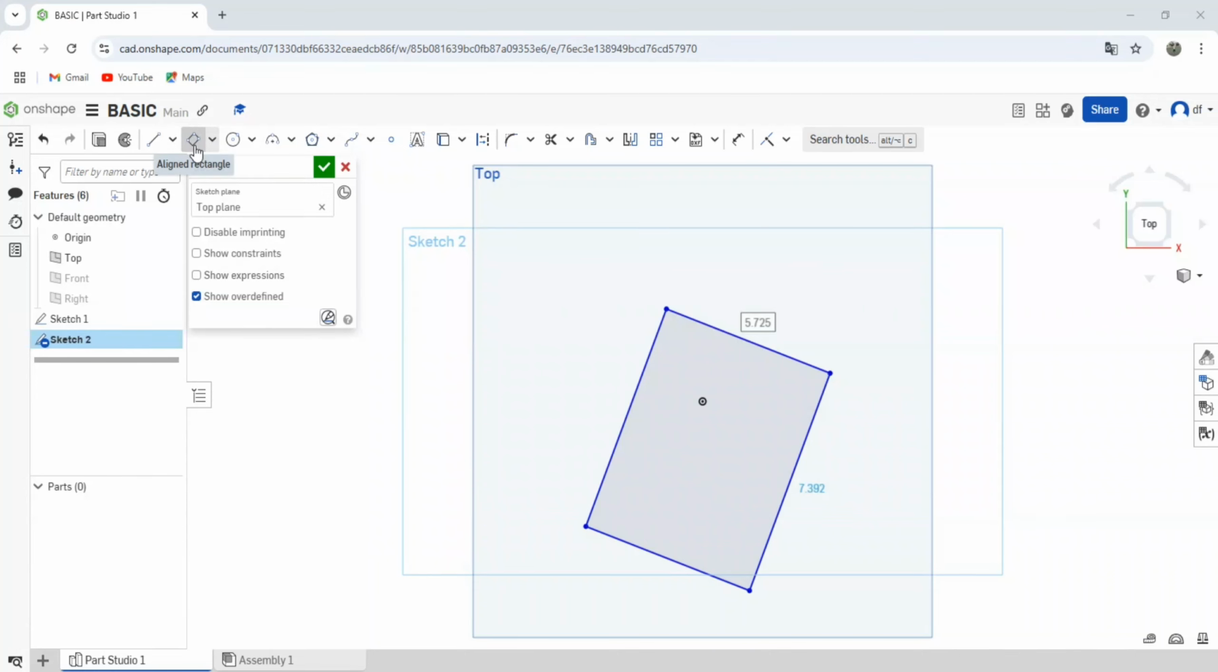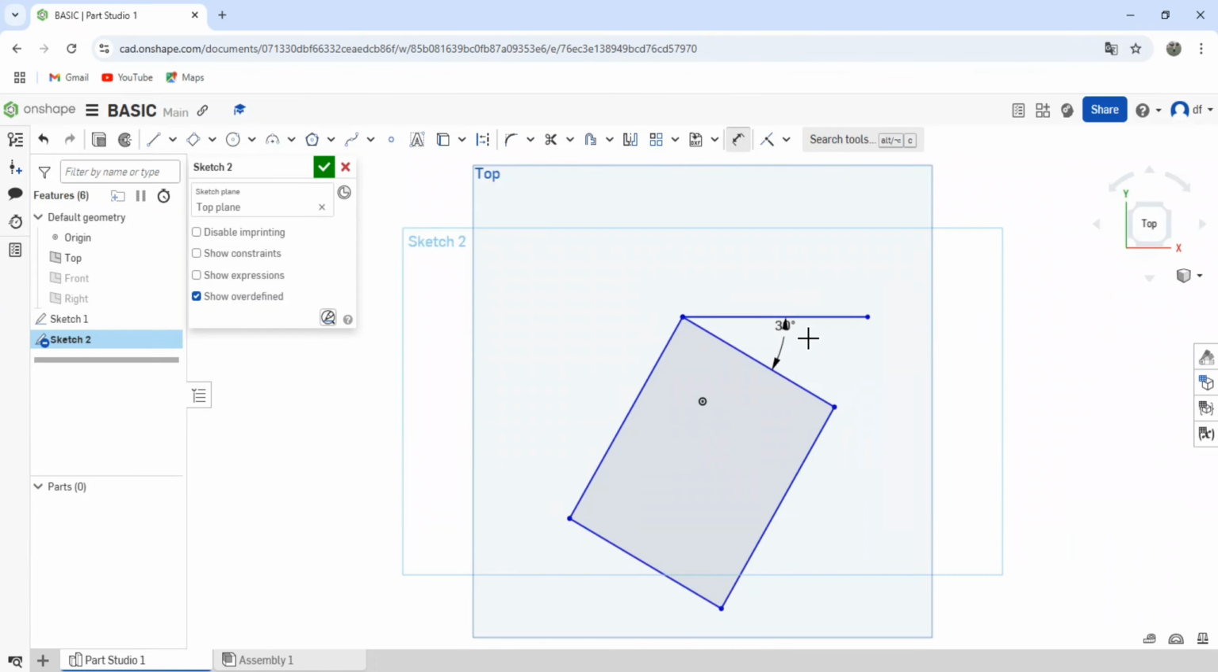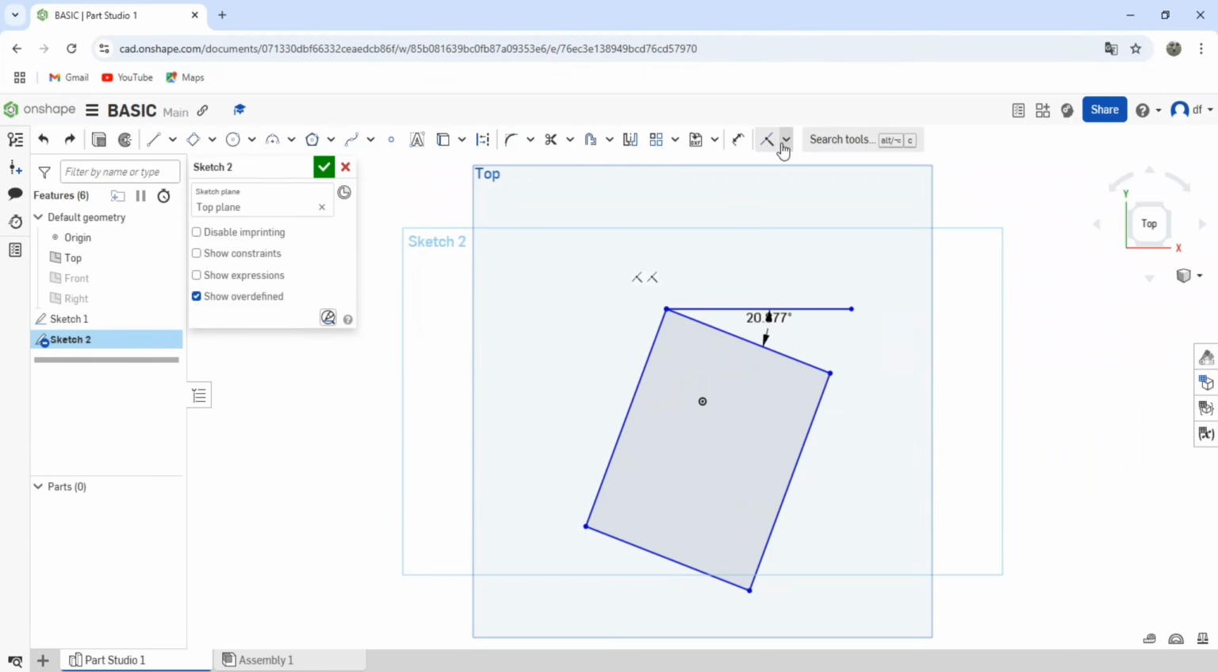As for the aligned rectangle, we can adjust its angle of inclination by adding a horizontal line starting from one of its vertices. We press the line in the side and adjust the angle. And in order to avoid the rectangle moving in an undesirable way, we adjust the distance between its vertex and the point of origin.